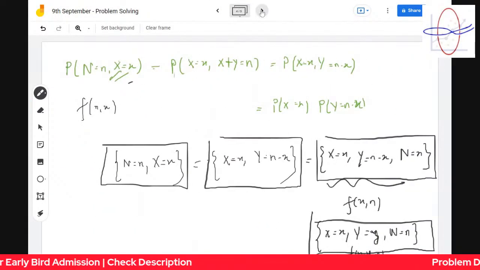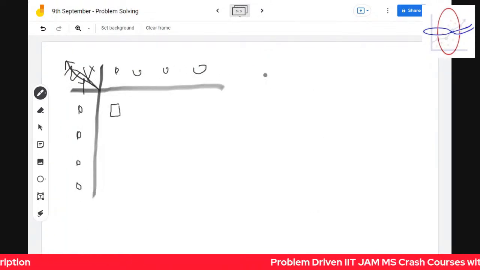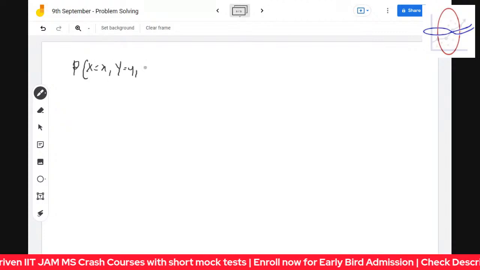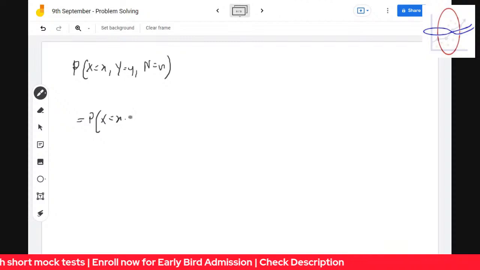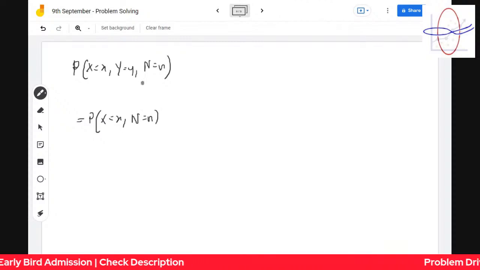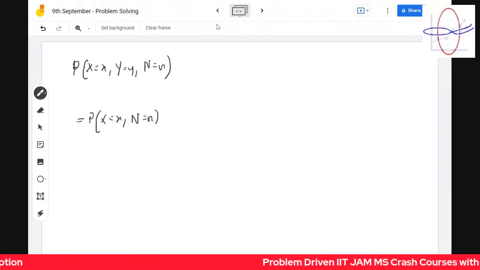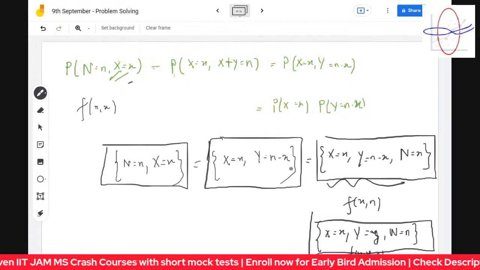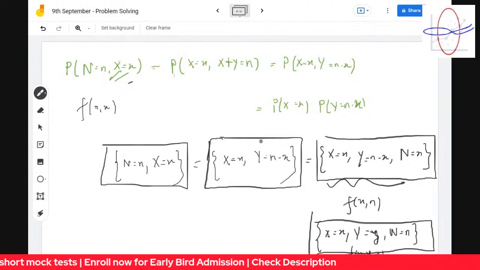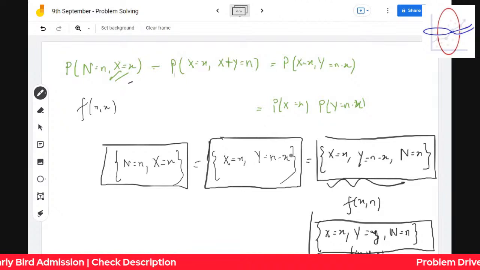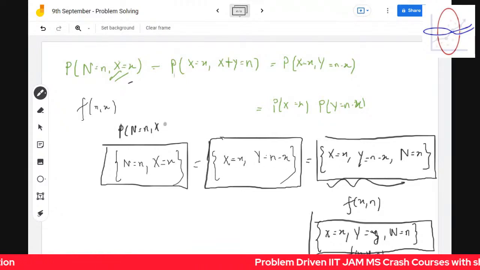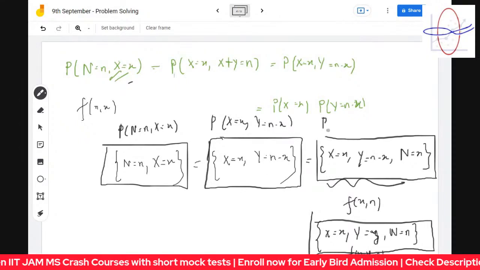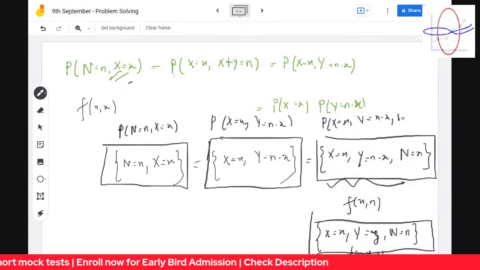See, I understood your doubt. So your doubt is that these two are same. Yeah. In the second line, if we are taking y equals n minus x, then it will be same. Yeah, of course it will be same. Then f of x comma n equals f of x, y, and n. Here is my doubt. So these are all events, okay? Here it's probability n is equal to n. Here it's probability x is equal to x and y is equal to n minus x. And here it's probability x is equal to x, y is equal to n minus x, and n is equal to n.